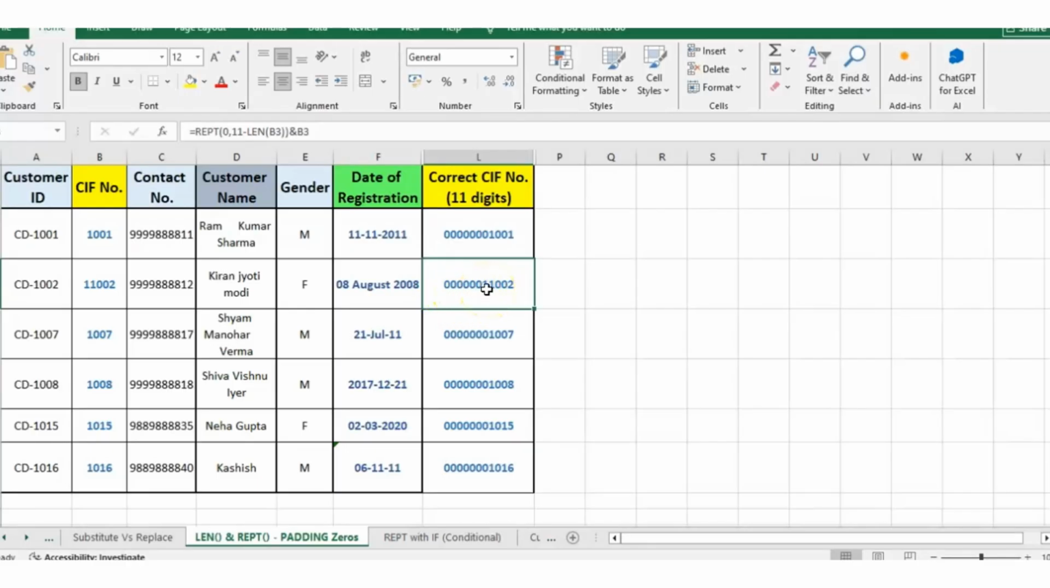So instead of 7, since we have 5 digits in our existing CIF number, 11 minus 5 would be 6, and the repeat function will repeat 0 for 6 times before concatenating with the CIF number.